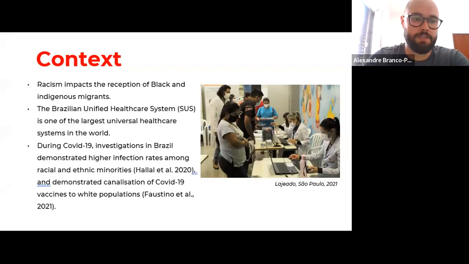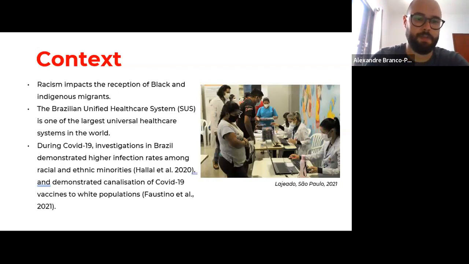Regarding the Brazilian healthcare system, which is called SUS, it is one of the largest public healthcare systems in the world. It is universal and provides healthcare to approximately 80% of the population residing in the country. Also, it is the most well-equipped and funded healthcare system in South America, and people from neighboring countries migrate to Brazil for health reasons to seek health assistance in SUS.